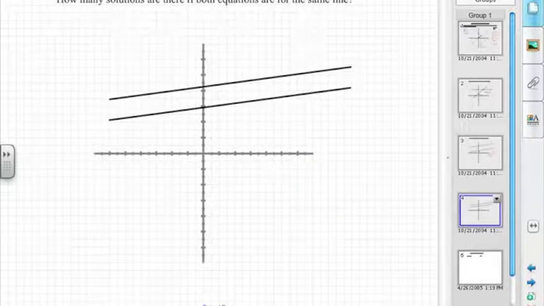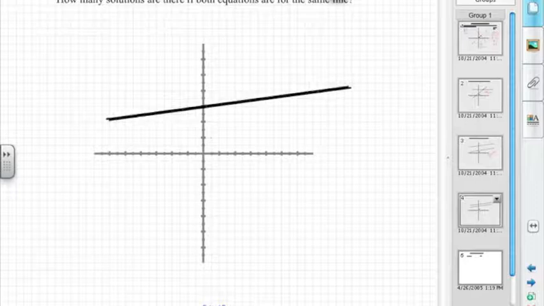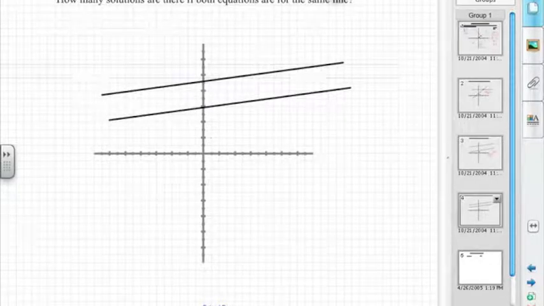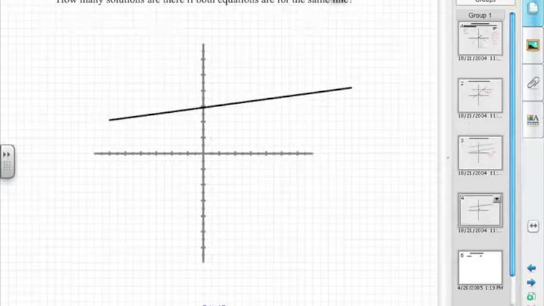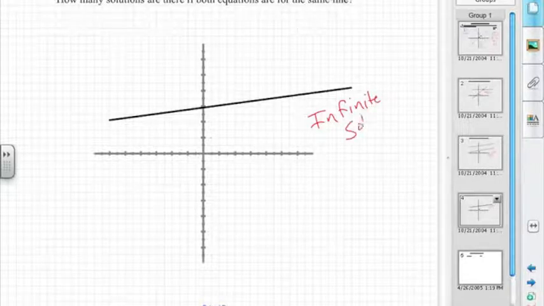And finally, how many solutions are there if both equations are for the same line? So I've drawn them separately, but I'm actually going to move one line down on top of the other line. So once I place this second line on top of the first line like this, how many solutions do these two lines have? The way we call this, we say these have an infinite number of solutions. And we say that they're infinite solutions because every single point on one line is the exact same point on its corresponding line. So they have an infinite number of solutions.